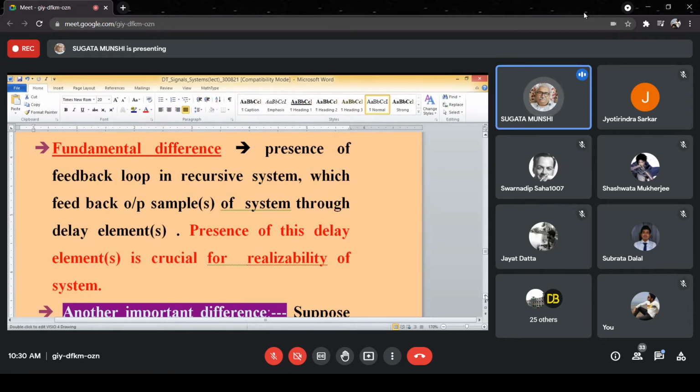Why am I raising this issue? Why at all will the nonlinear element be present in the feedback path? I'll try to highlight that soon.